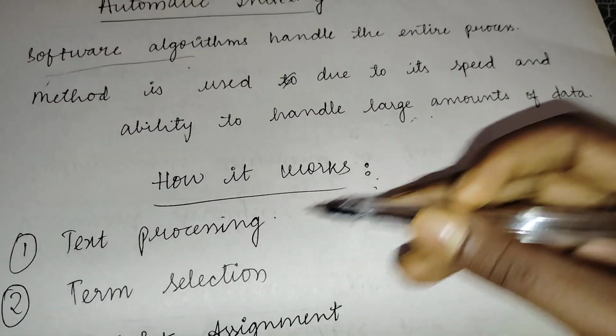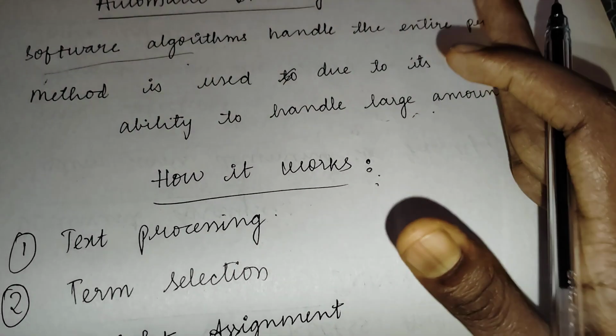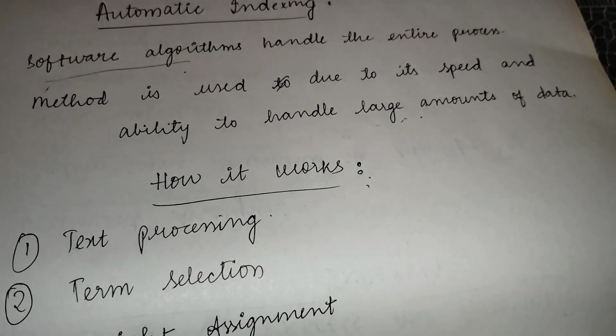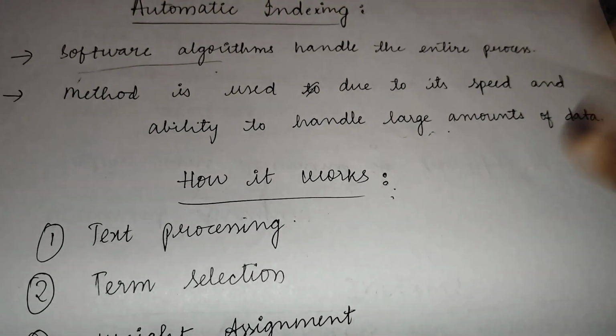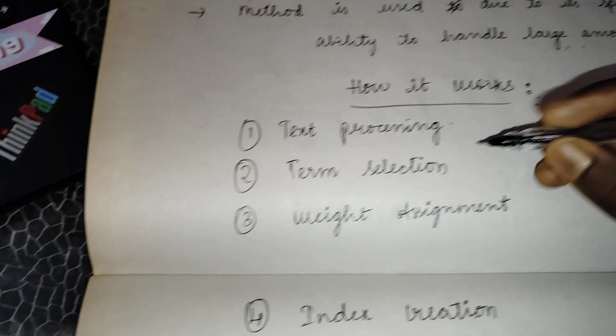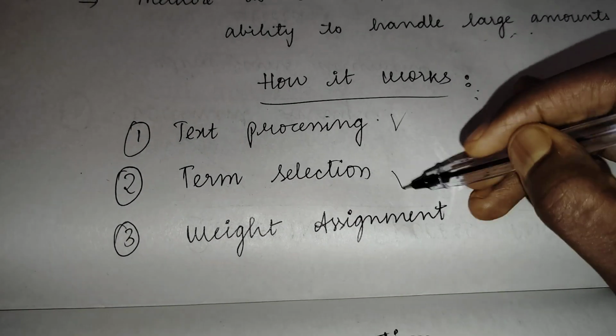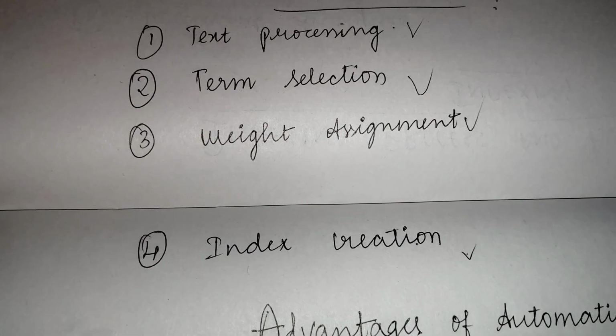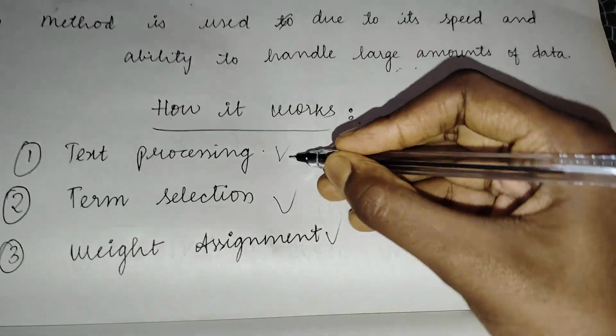From every corner of the world, somebody is searching something, right? So millions of web pages, they try to put in a proper index, and they try to send it. And let's see how this exactly works, through text processing, term selection, weight assignment, and index creation. So let's see in detail what this text processing is.